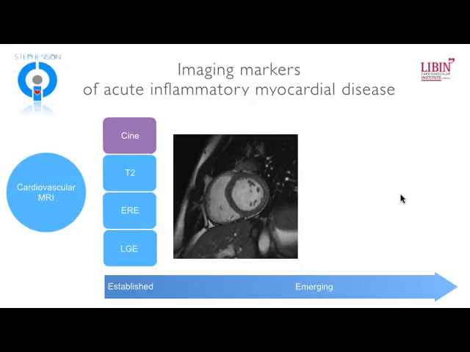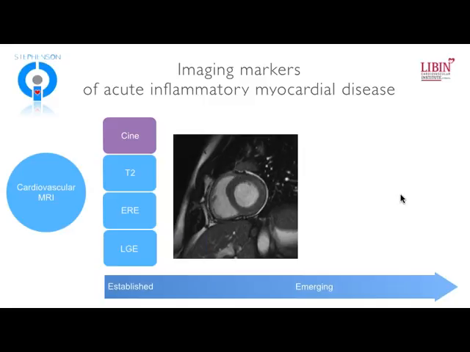So now we're going to come to the contemporary use of cardiovascular MRI, and really that's the focus of this talk. What are the different imaging techniques that we use with MRI to identify acute myocarditis, and what's their potential value and pitfalls? And so we're going to start with the established techniques, which are listed on the left-hand side, and then we'll move into some of the more emerging and future techniques that we're exploring.